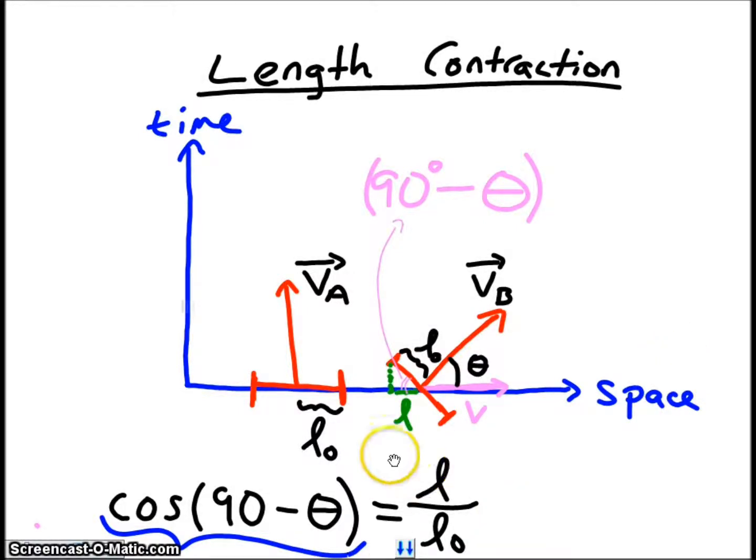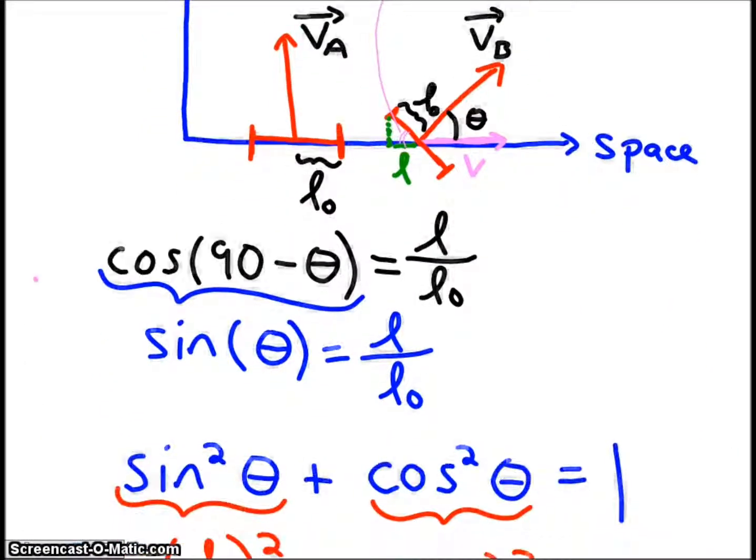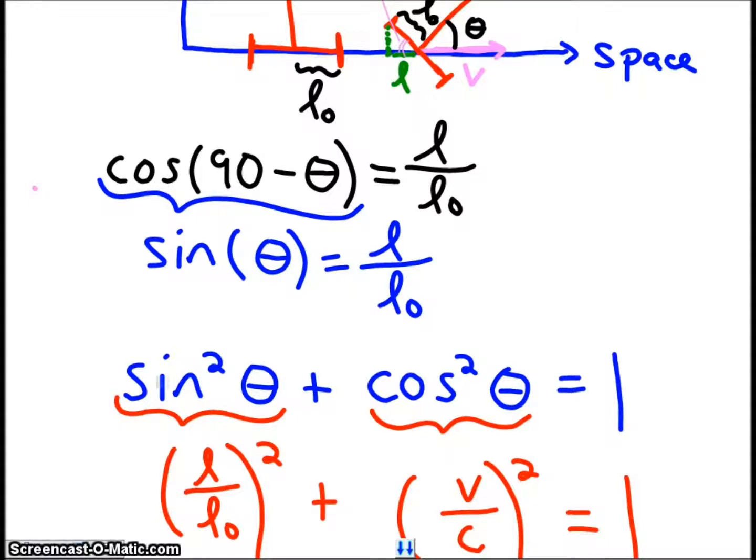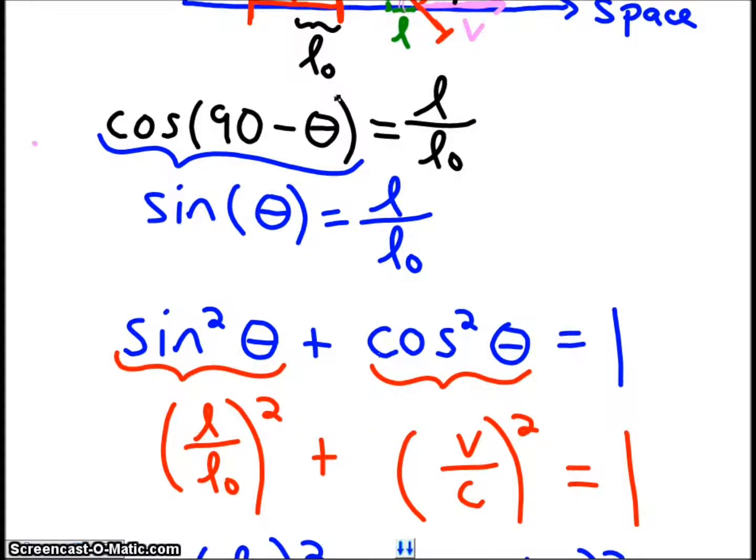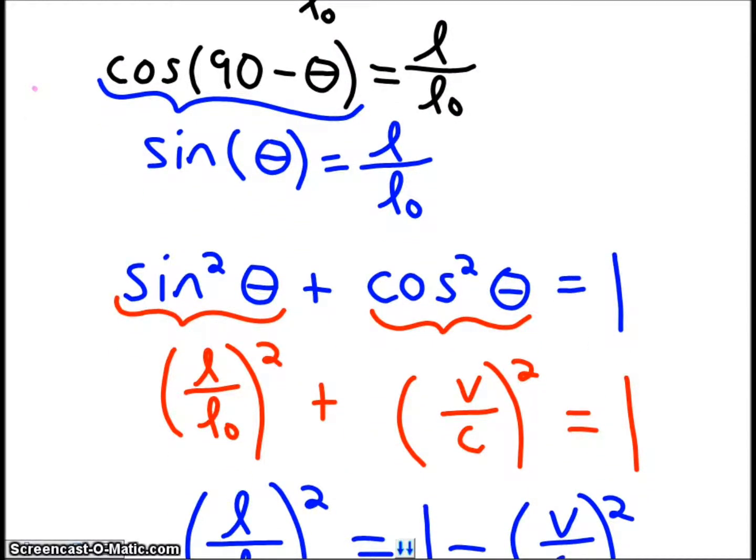So what we get is that cosine of 90 minus theta is equal to L divided by L sub 0. But cosine of 90 minus theta is just the sine of theta. And so we get the sine of theta is equal to L divided by L sub 0. And then we're going to use this very basic trigonometric identity, sine squared theta plus cosine squared theta equals 1. Substituting in what we know these to be equal to, we'll get (L divided by L sub 0) squared plus (v divided by c) squared equals 1.